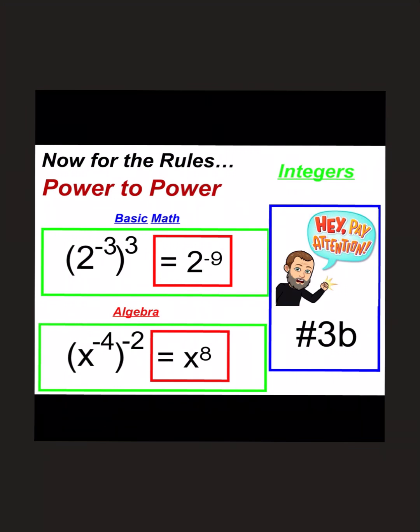Down at the bottom here in the algebra example, you have an x to the negative 4 taken to a negative 2 power, and when you multiply a negative times a negative, you get a positive. So that's why that answer comes out to be x to the 8th power.